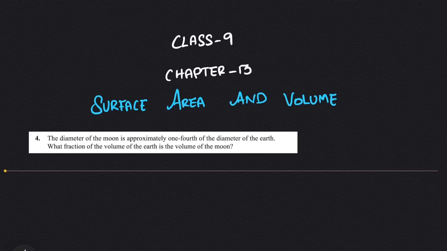Today we are going to discuss surface area and volume, exercise 13.4, question number 4. The diameter of the moon is approximately 1/4 of the diameter of the earth. So the moon's diameter depends upon the earth. Then what fraction of the volume of the earth is the volume of the moon?